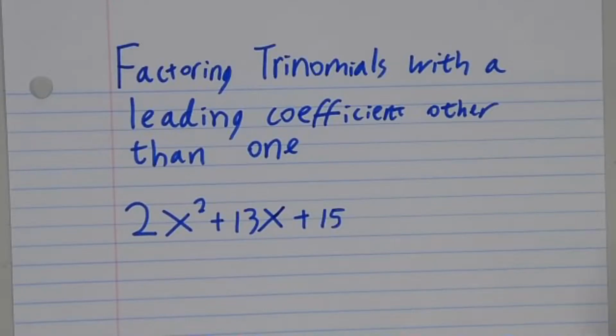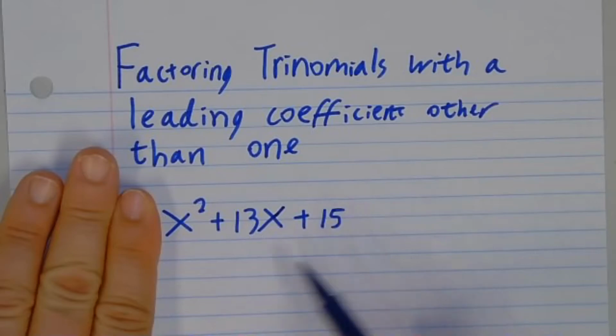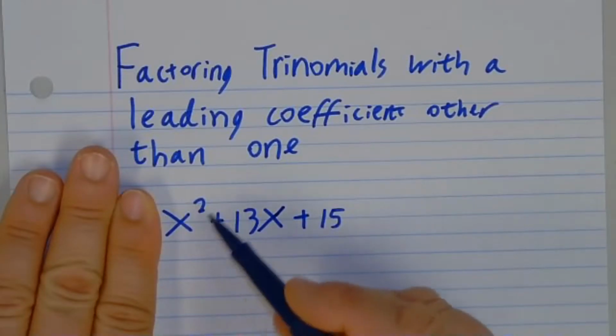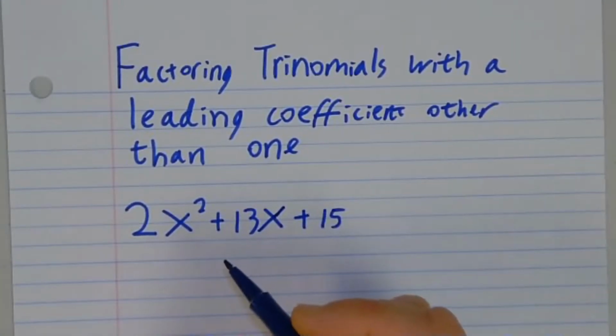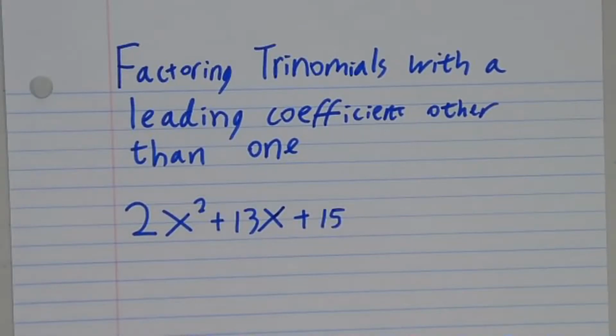In this video, we're going to look at what we do if we need to factor a trinomial with a leading coefficient other than 1. So in the last video, we looked at the situation where the leading coefficient, the number before the x squared, is a 1. But this time, it's a 2. So that changes some things about our strategy.